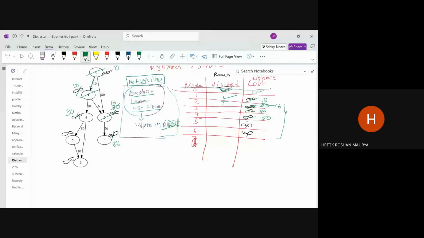Okay. Now which node has to be chosen? This one. Okay, because this is the least cost. So the fourth one we will choose and update both the costs, which are 30 plus 50, 80, and 30 plus 5, which is 35.